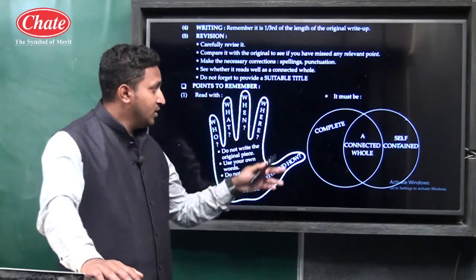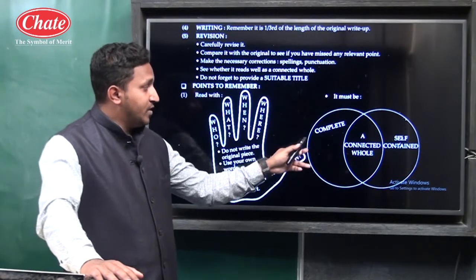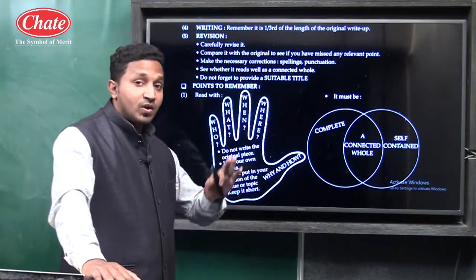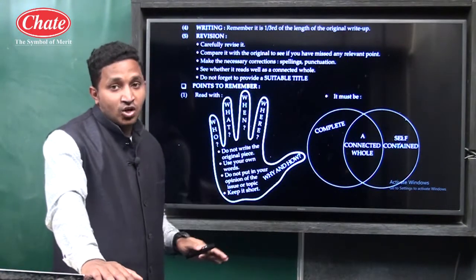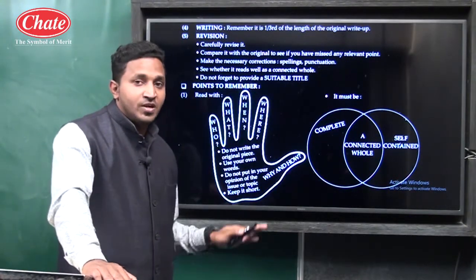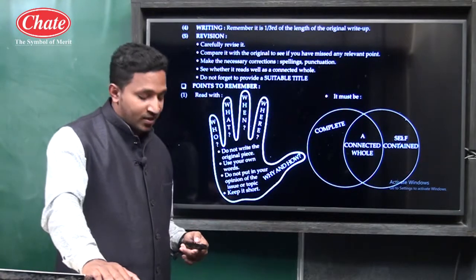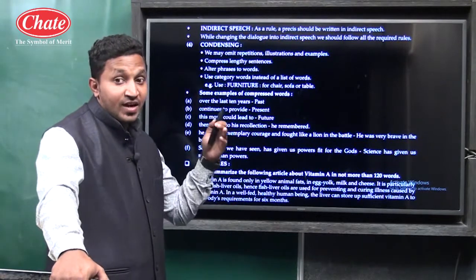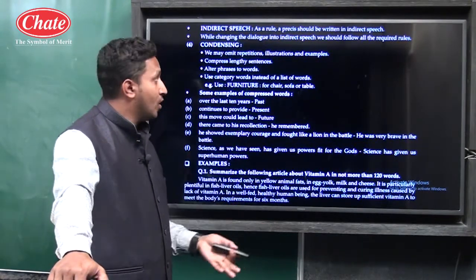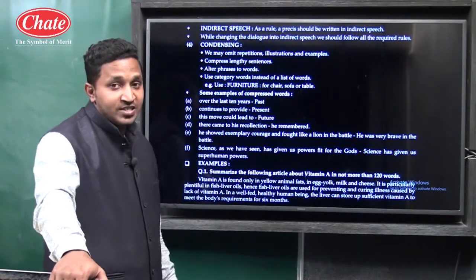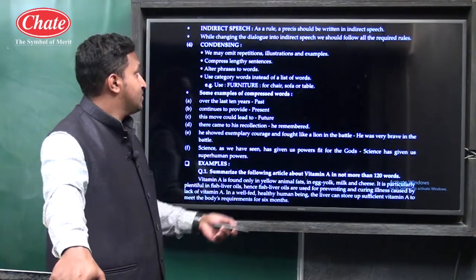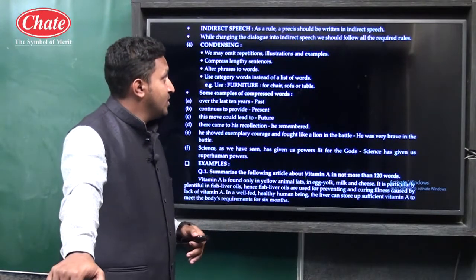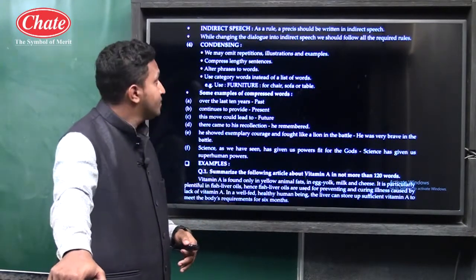It must be complete, self-contained, and a connected whole. The whole content from the passage should be written in a short manner. Next one, indirect speech. As the passage has already been finished, we have to write the whole summary in indirect speech. As a rule, a precis or passage summary should be written in indirect speech.